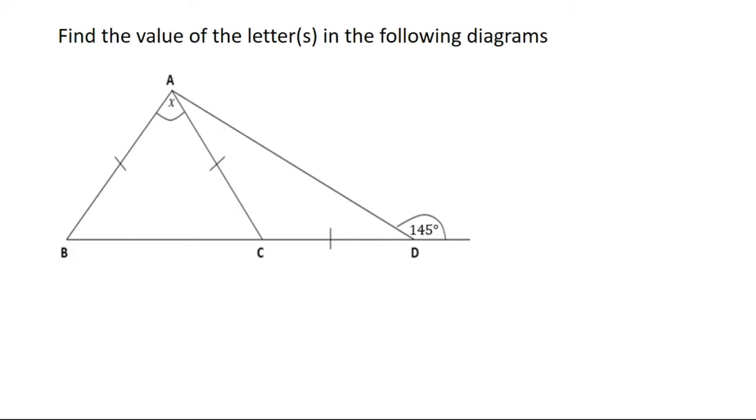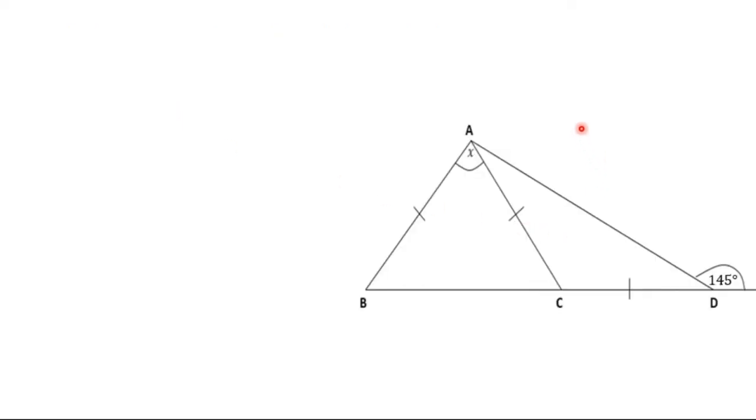We are still on the topic plane geometry. In the previous video, we solved some questions on triangles. In this video, we are going to solve two more questions. So let's begin by looking at the first one. We are being told to find the value of the letter or letters in the following diagram. We have only one letter in this diagram, which is the letter S, so we are finding the value of S. So let's begin with the solution.